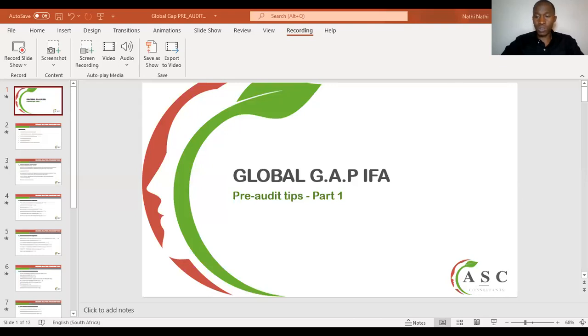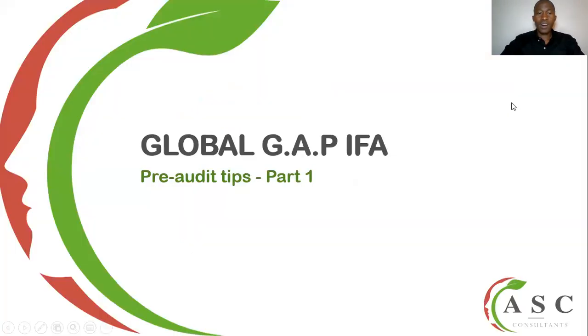Okay, there we go. I just want to make it big so it's visible. Okay, brilliant. Like I said, this would be pre-audit tips part 1. So you can be rest assured there will be part 2 and part 3 because I have broken them down into segments. Some of the things may not be covered in this, such as particularly the documentation that is normally requested inside your Global G.A.P file. There will be a separate presentation or webinar for that particular part. Hence, I call this part 1. So with that being said, let's get straight to it.